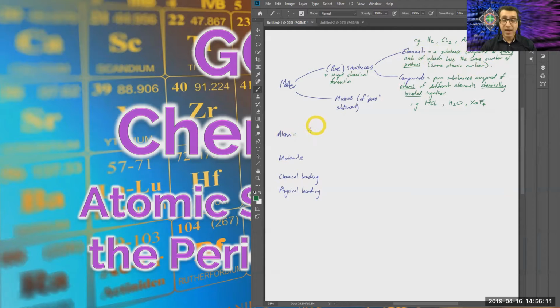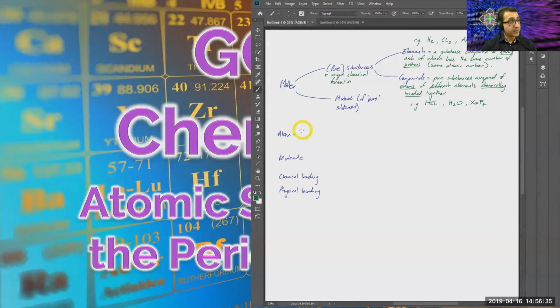Now, the word atom actually comes from an ancient Greek concept of the indivisible particle, or the atomos. We're going to get into the development of the atomic model next. But for the moment, the word atom literally means the smallest particle of matter into which any element can be divided, which still has the chemical properties of that element.